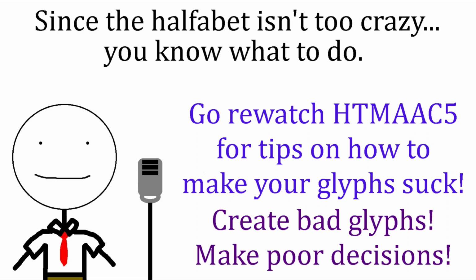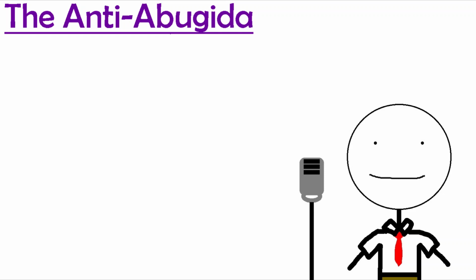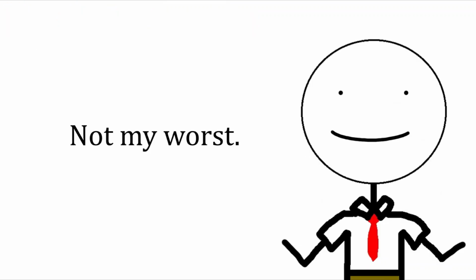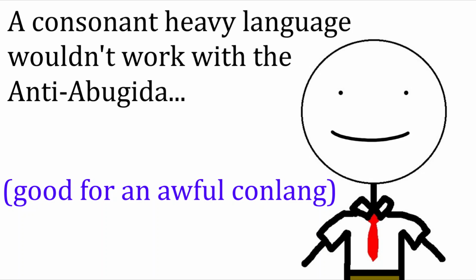Make bad glyphs or choose poorly. Make any potential reader suffer. The anti-abugida. In an anti-abugida, vowels form the base glyph with consonants marked as add-ons. This isn't all that awful, but I'm sure you can make orthography a mess, and also there's the potential usage of an anti-abugida with a phonologically incompatible language.